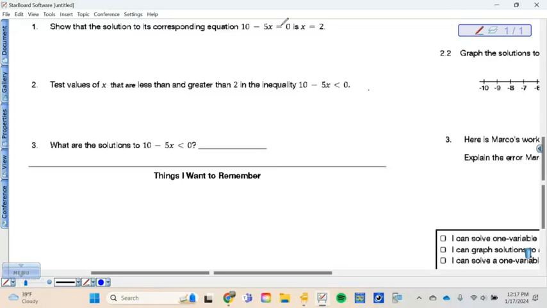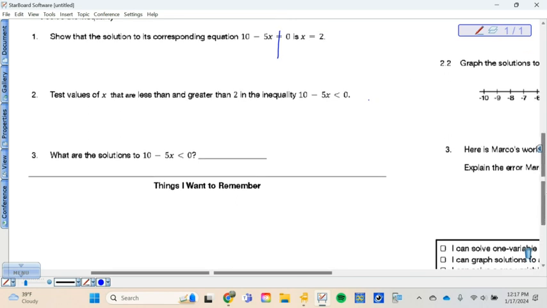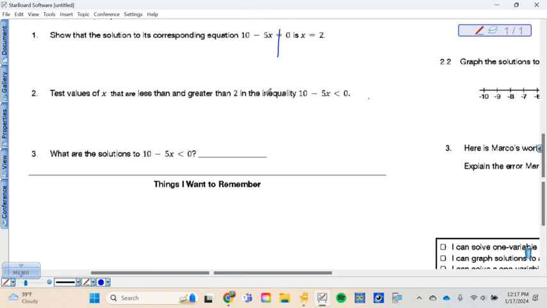x equals 0. When I'm solving an equation, I'm always trying to get the x by itself. How do I get the x by itself? What do I need to get rid of? How do I get rid of that 10? Do I add 10?